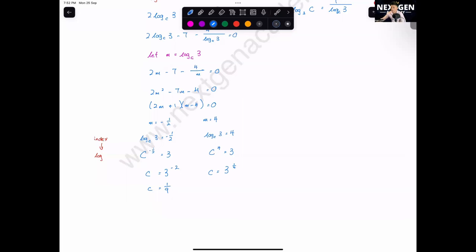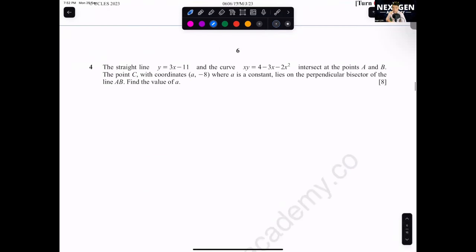Okay, next one. Question 4. The straight line y equals 3x minus 11 and the curve xy equals 4 minus 3x minus 2x squared intersect at A and B. Second statement, C, which is (a, negative 8), lies on the perpendicular bisector of the line AB. Find what a is. I'm going to call this equation 1.